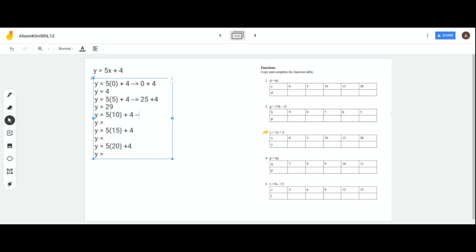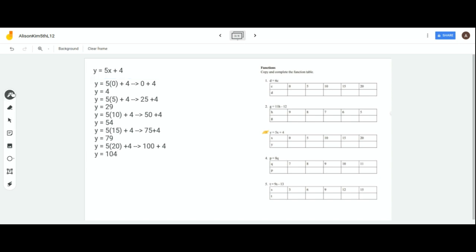Now we do 5 times 10, which is 50, right? And then we bring down the plus 4 and we get 50 plus 4, which is just 54. Now we get 5 times 15, which is, I'm pretty sure, 75, and then we bring down the 4 and we get 79. Let's check that on my calculator just in case I made a mistake. Yes, it's 75. Okay. Now we get 5 times 20, which is 100, right? 100, and we bring down the plus 4 and we get y equals 104.